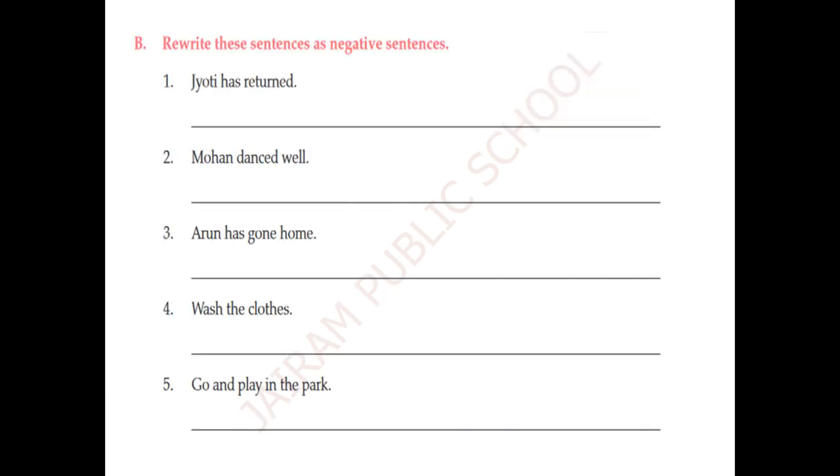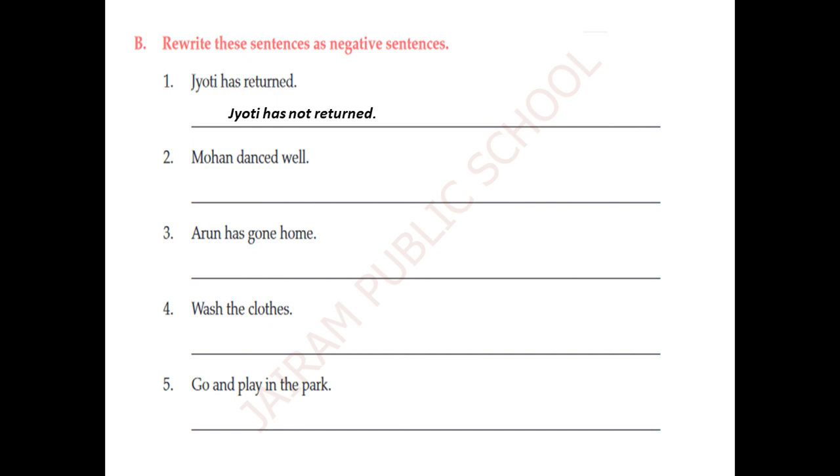Now let's go to B Roman. Rewrite these sentences as negative sentences. We have positive sentences. Now we are going to change into negative form. Jyoti has returned. How do you write in negative form? Jyoti has not returned, which means till now Jyoti was not coming back to the home. Jyoti has not returned.